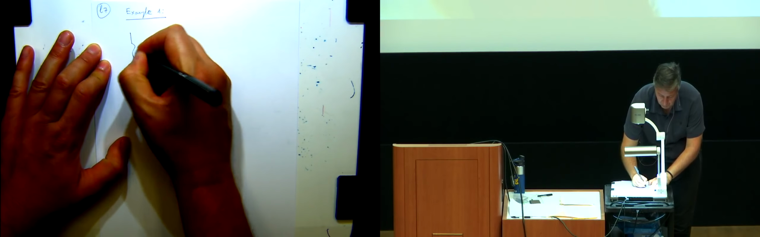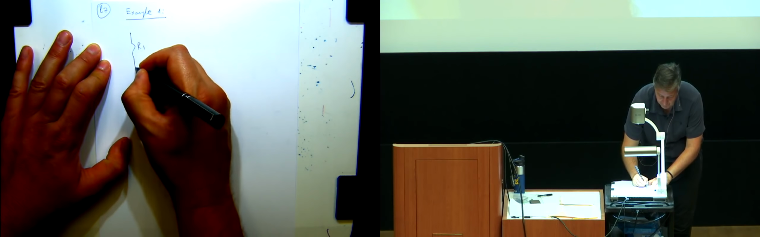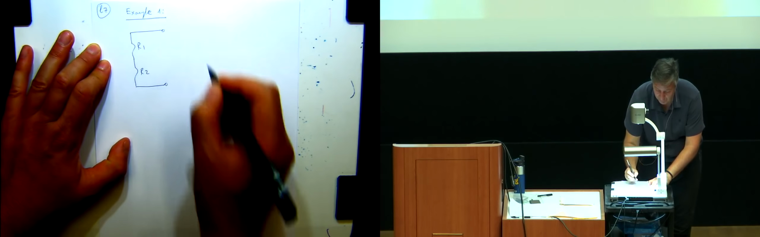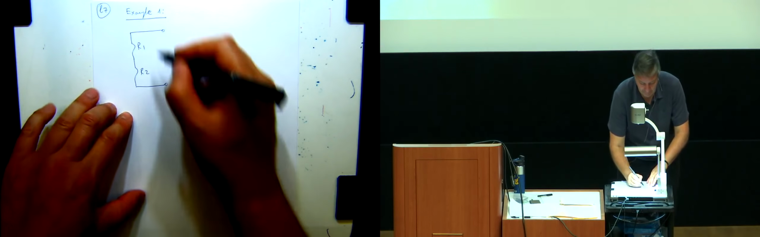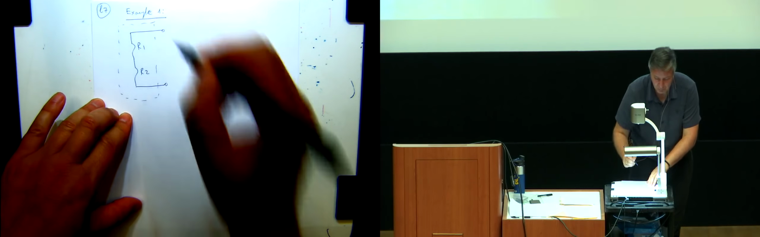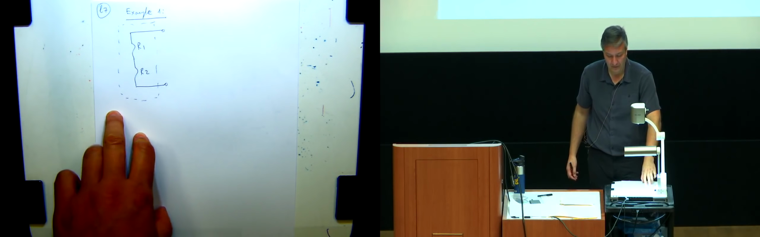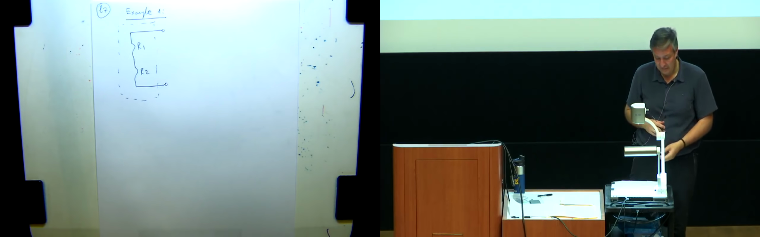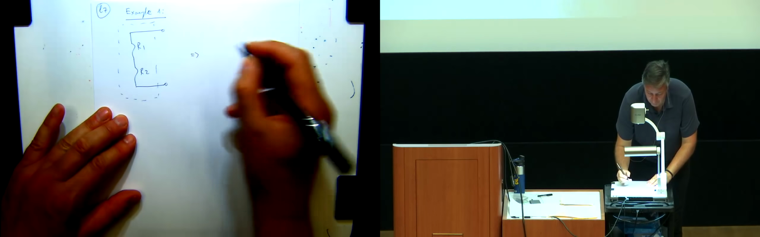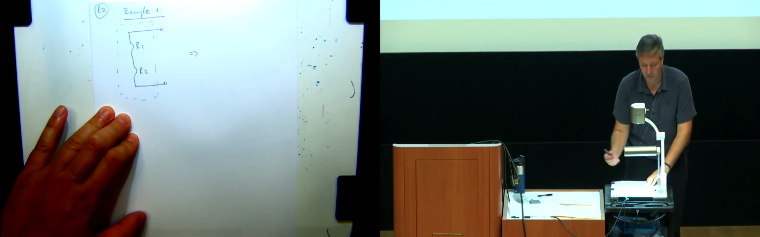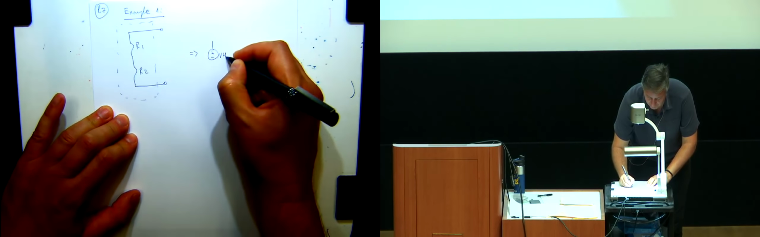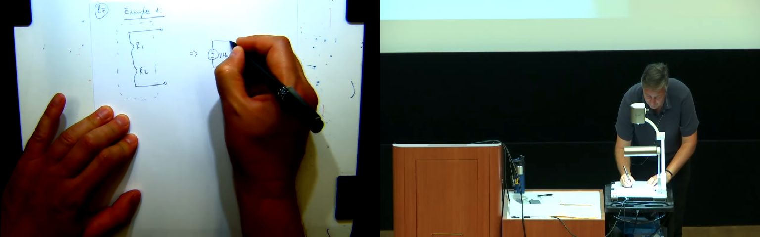So here is a very simple circuit. Again, this is some box. This is some circuit that has 2 resistors in it. And I want to find an equivalent circuit, a circuit that's a Thevenin circuit.